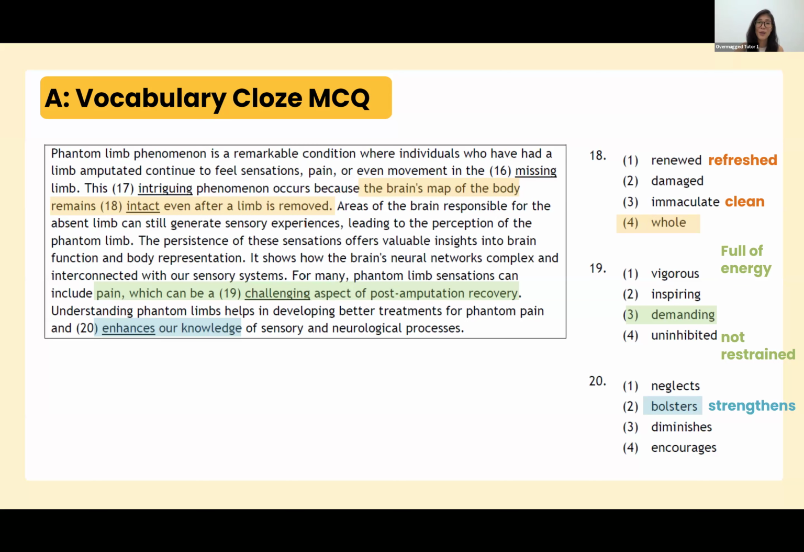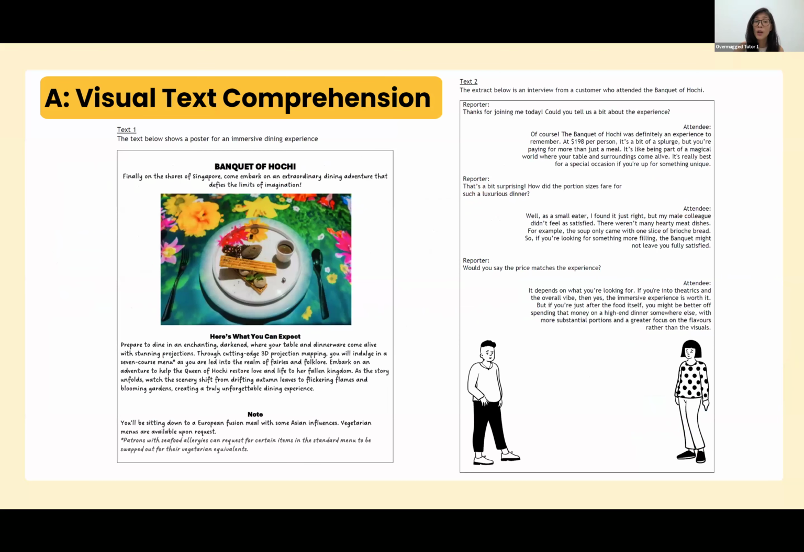Finally, for Booklet A, we have the visual text comprehension. Now, this is the one where it's going to be different for you, especially if you're sitting for the PSLE English paper in 2025. So you'll notice that the visual text comprehension now is 2 different texts, but they are related to each other. In your paper, you'll note that text 1 was a poster about an immersive dining experience, whereas text 2 was sort of an interview between an attendee of the Banquet of Ho Chi as well as a reporter.